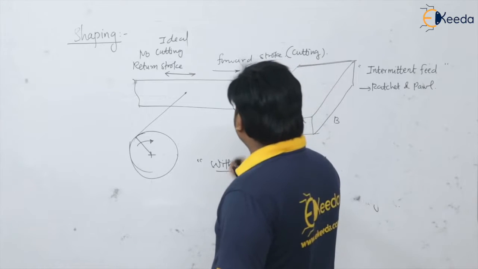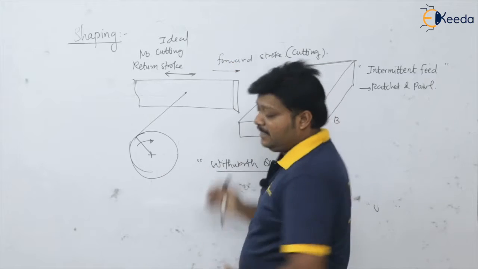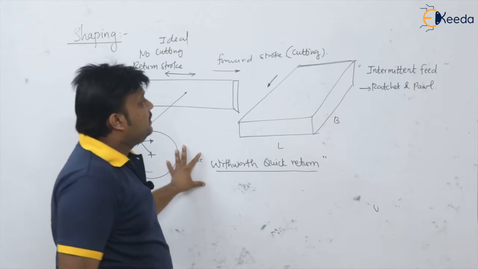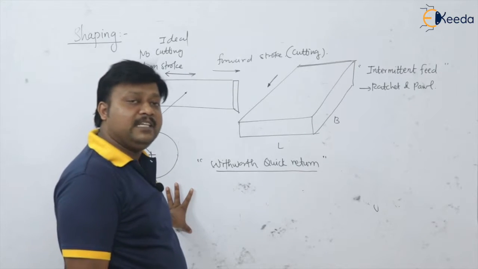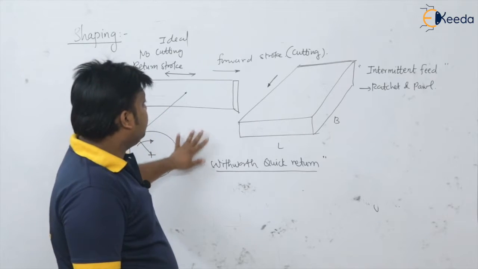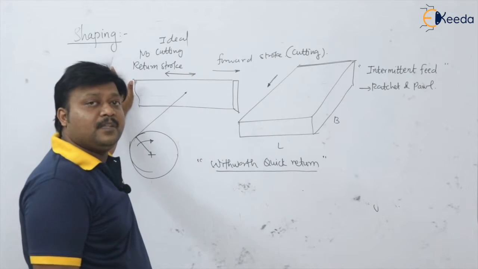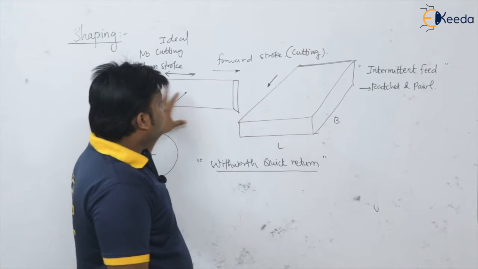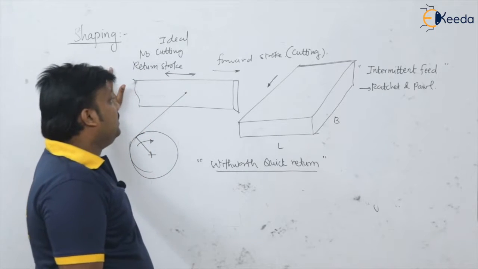Now see, if the shaping machine and the workpiece are in the vertical position, then the operation is known as the slotting operation or slotting machine, isn't it? This is the shaping machine. If it is vertical and the workpiece is also vertical, then it is the slotting machine. And here see, the work table is given the feed and the tool is reciprocating. This is the shaping operation.